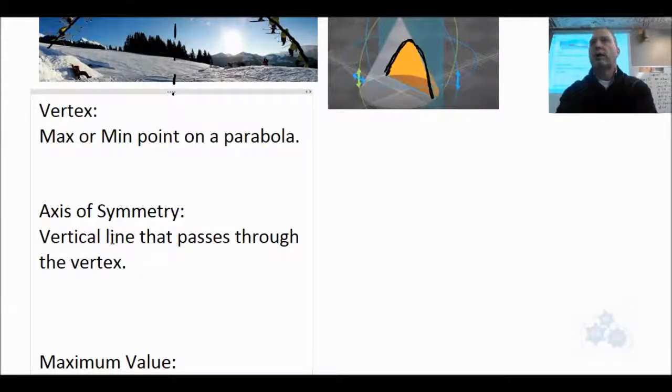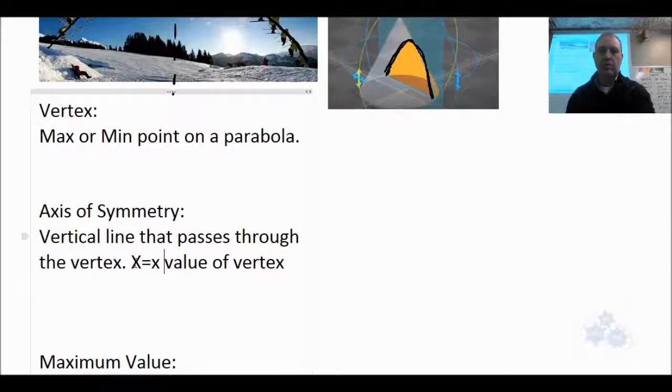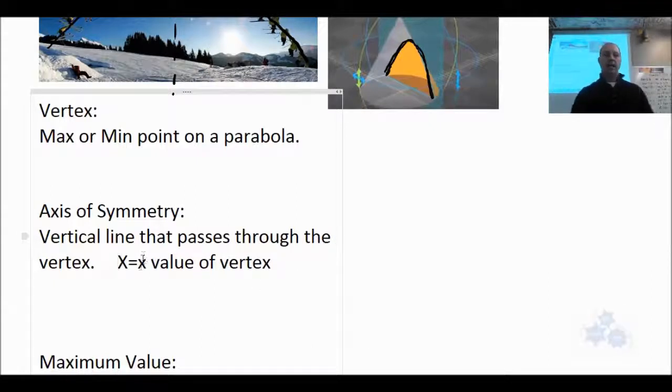Okay? And you usually write the axis of symmetry, because it's a vertical line, in the form of x equals. Okay? So it's going to be a vertical line. It's going to be x equals, and it's going to be the x value of the vertex. So x equals, and I'm just going to put in here x value of the vertex. So that's the form of the equation there. So x equals, I'll put this in brackets so it doesn't look so funny, whatever that x value is of the vertex.